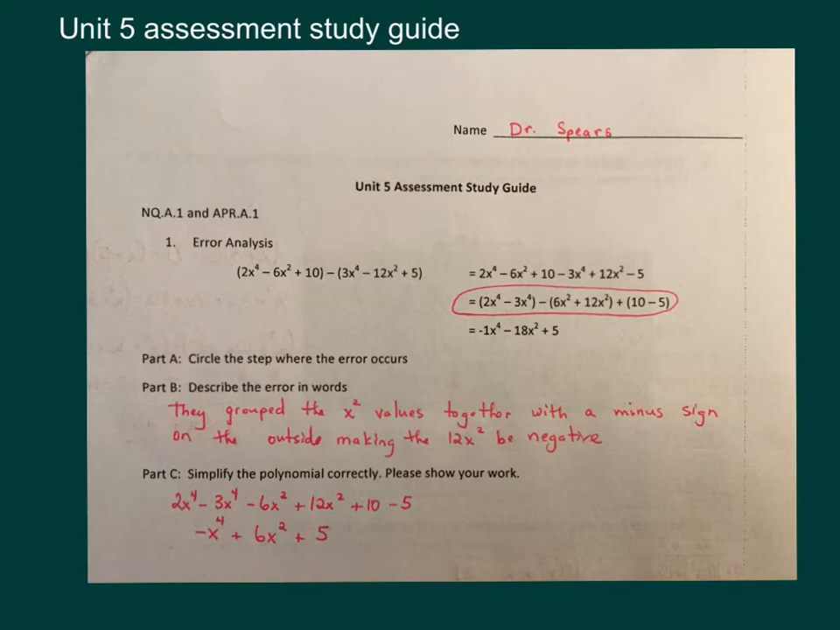please show your work. As you see here, I circled that second line because, as I described in words here, they grouped the x squared values together with a minus sign on the outside, making the 12x squared negative, which in the original problem was not negative. When I fixed it, I wrote like terms sitting side by side, making sure I kept those signs, that minus and the plus sign, and then when I simplified it, this is what I got for my final answer.